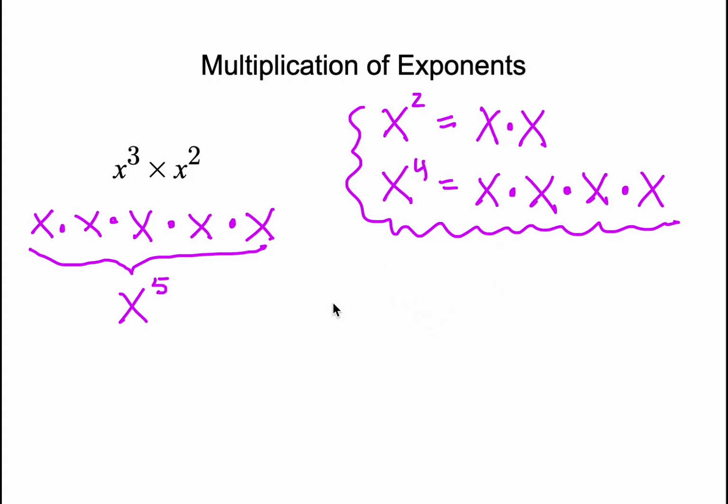Now, with such small exponents as 3 and 2, this process wasn't that difficult. But if these exponents became much larger, this process would be way too cumbersome. Therefore, we have a rule when multiplying bases with different exponents. I take the exponents and I simply add them together. So, x to the power of 3 plus 2 gives us the correct answer, which is x to the 5th.